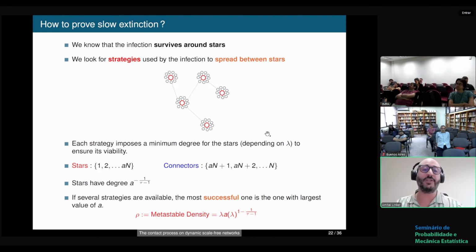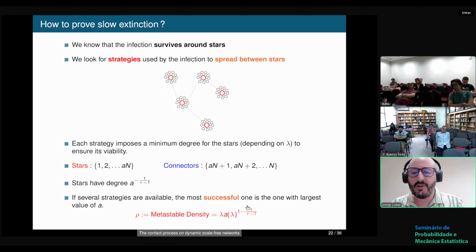This is very important now. If several strategies are available at the same time, I haven't talked about strategies yet, but if several are available, then we can talk about the most successful one. So what is the most successful one? The one that is giving you the largest density of infected vertices. This is going to be the metastable density. What will happen is that the contact process is going to stabilize. The density of the infected vertices in the contact process is going to stabilize around some value before quickly dropping to 0 on the extinction event.